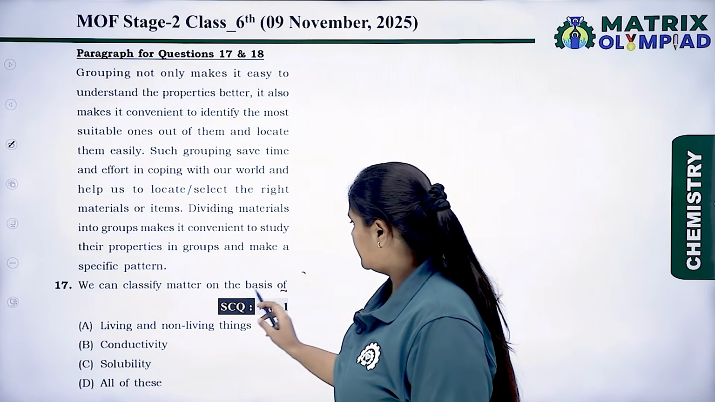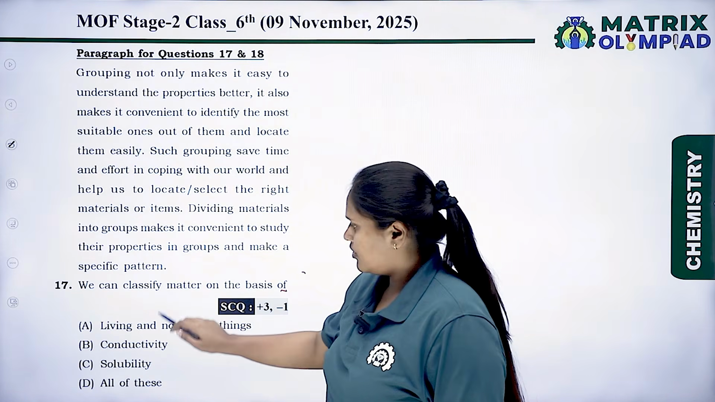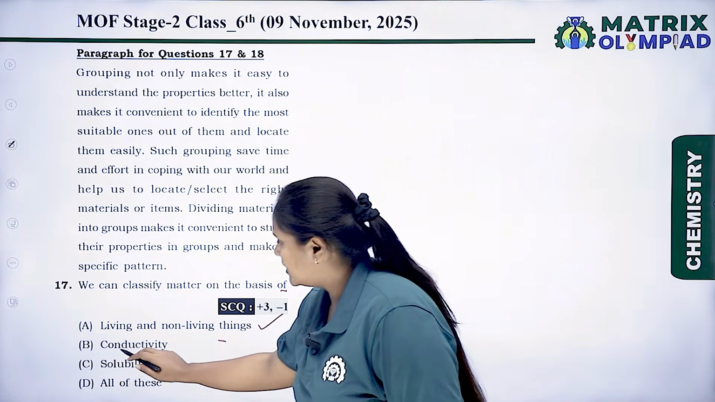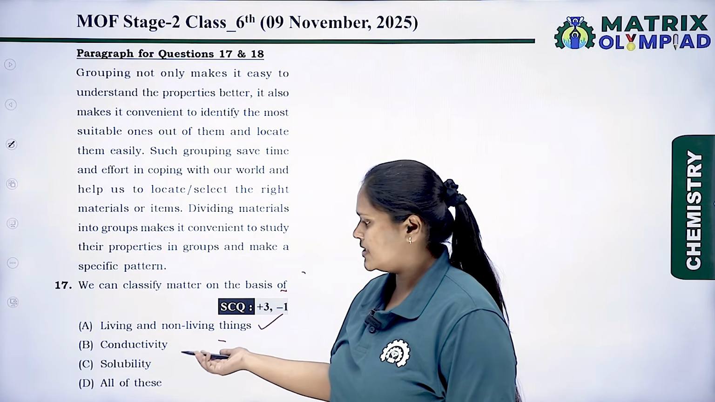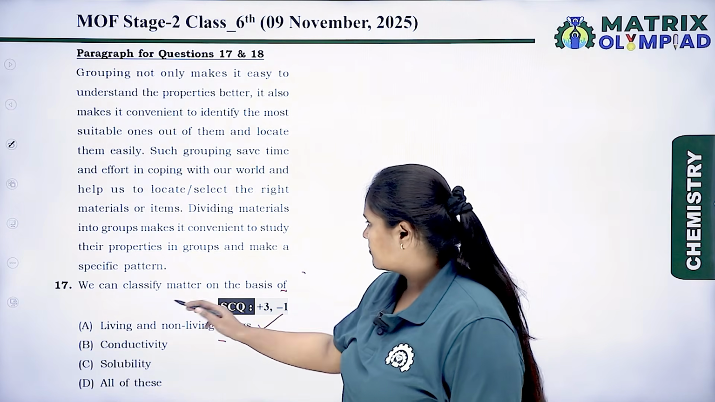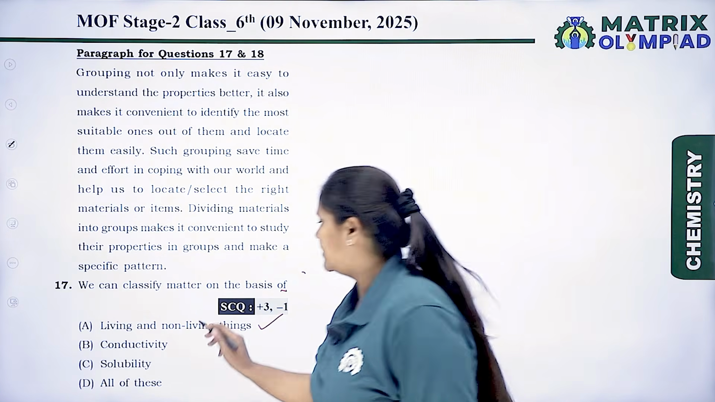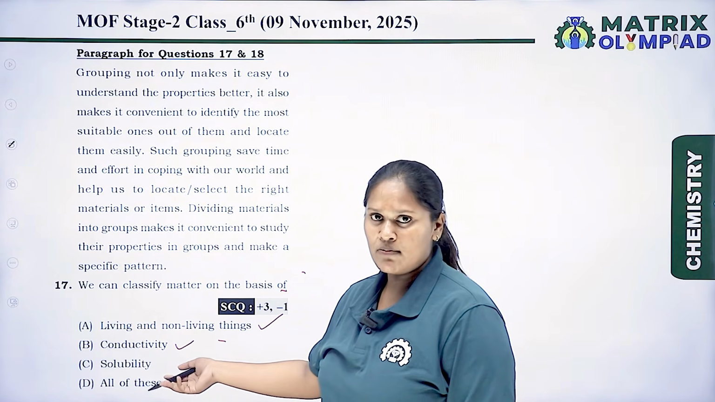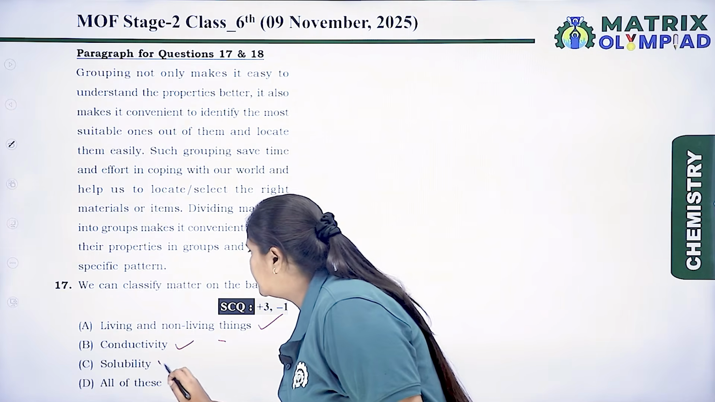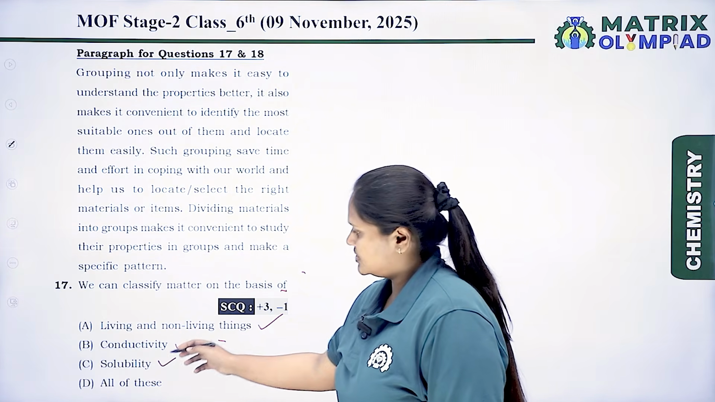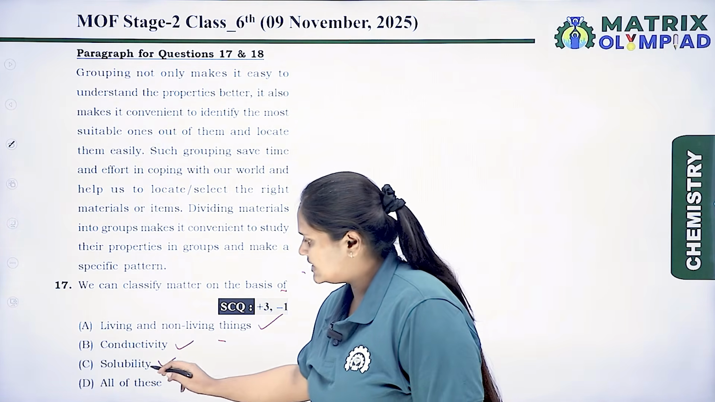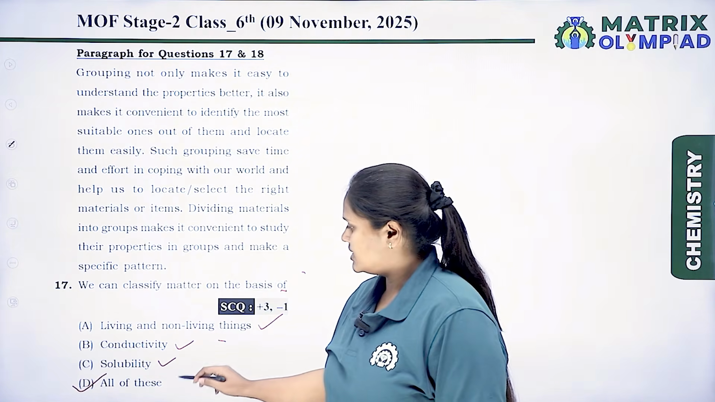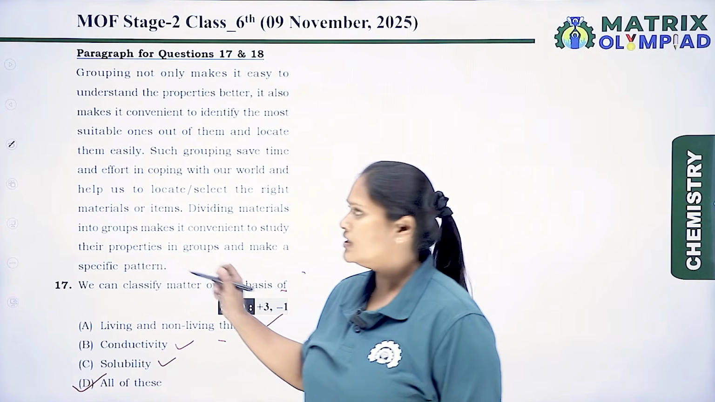We can classify matter on the basis of option A, living and non-living things. Yes, it is also correct. On the basis of conductivity, matter is an insulator or conductor. Option B is also correct. Now come to option C, solubility. We read about soluble or insoluble substances. So classifying matter on the basis of solubility is also correct. So A, B, C and D, all the options are correct. So option D, all of these, is the answer to this question. Now come to the next question.